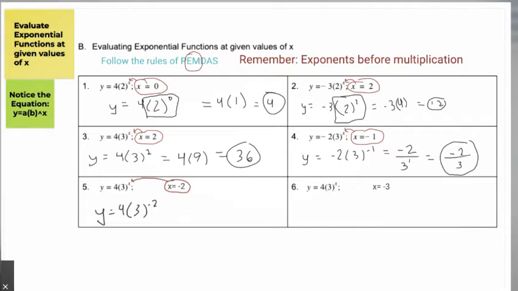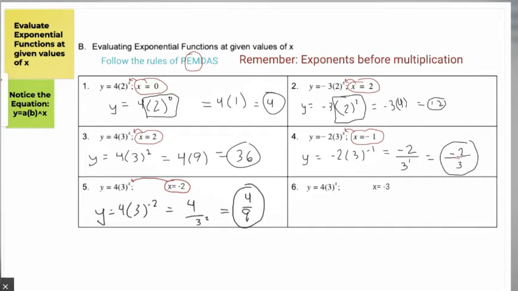So this is what it looks like after you plug it in. Next, we have to take care of that negative exponent. Think, what do I have to do with the negative exponent? If you said fraction bar, you're right. Now I have 4 over 3 squared. What is 3 squared? A 9, and nothing simplifies 4 and 9, so that's my answer.